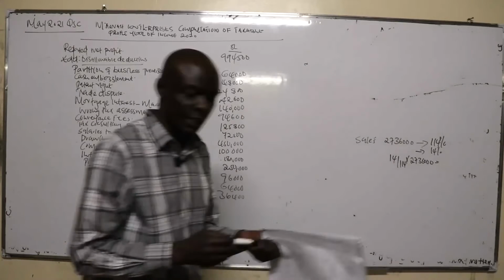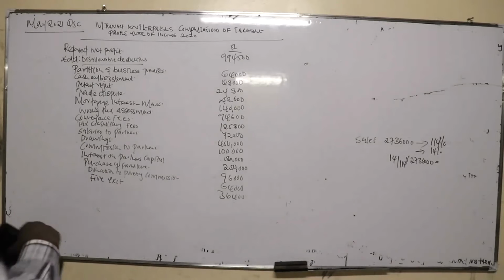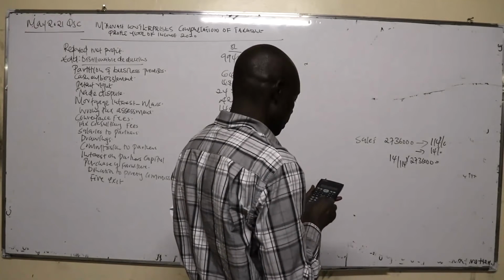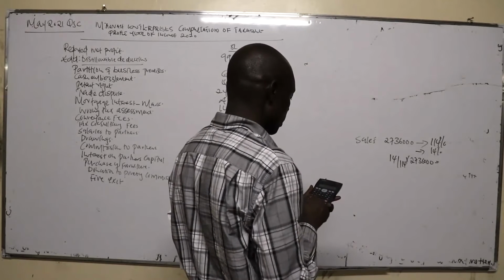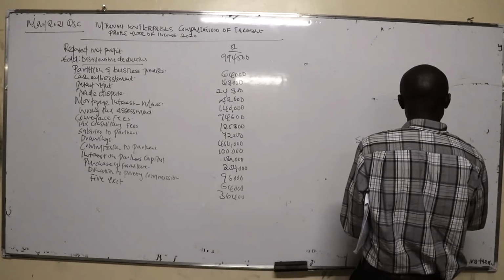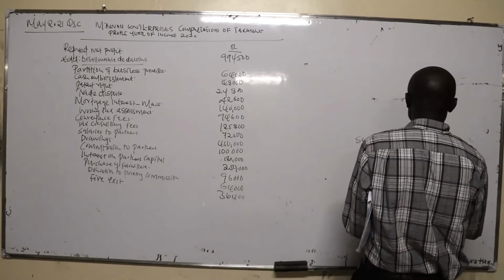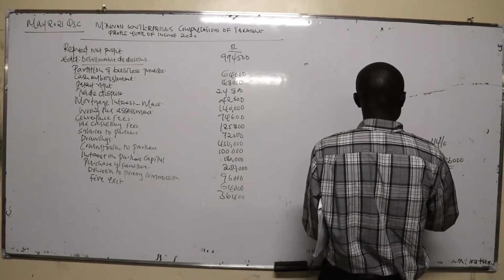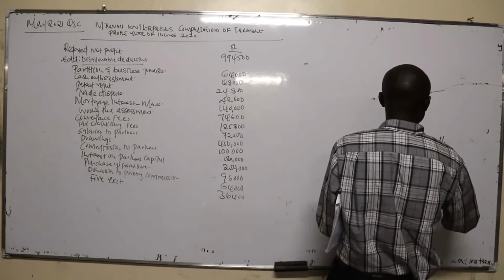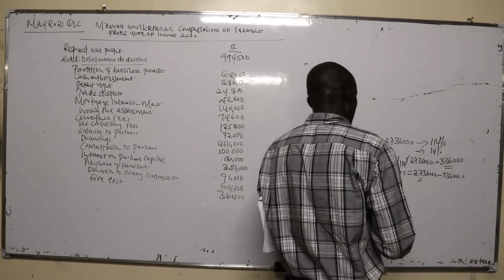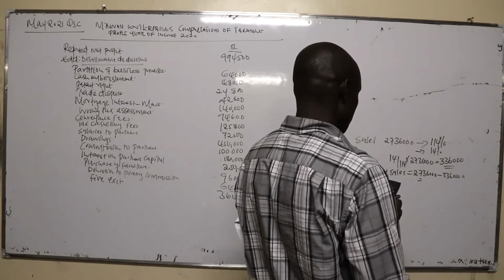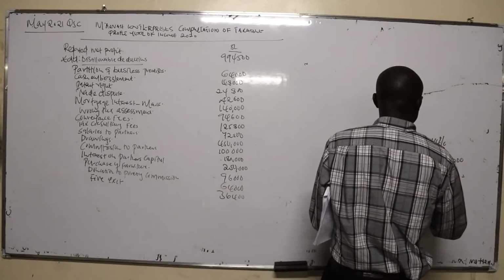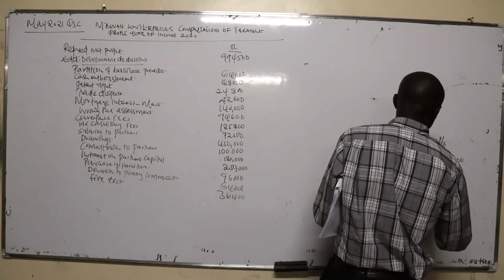We want to know how much was the VAT in that amount. So 14 divided by 114 times 2,736,000 gives 336,000. 336,000 is the VAT amount in the sales. The net sales without VAT is 2,736,000 minus 336,000, which gives 2,400,000. So this is the value of sales without VAT.